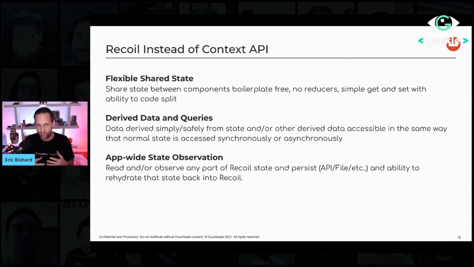And what I mean by derived data, so you could either be getting data through an async query or just using other atoms and combining their values together, or combining the value of an atom, like I said, which is a piece of state, along with some type of calculation. And then finally, app-wide state observation. You want to read and or observe any part of Recoil state and potentially even persist that to an API or database, and the ability to rehydrate that state back into Recoil. So these are some of the reasons why you might want to use Recoil, and where Context API might let you down.